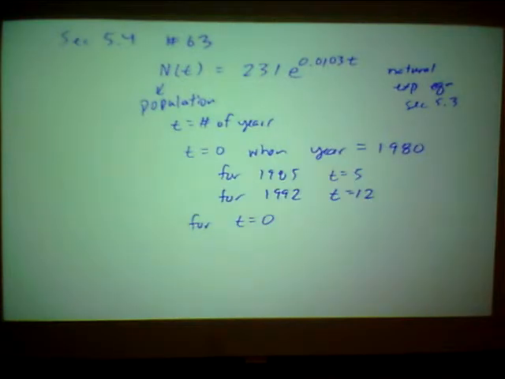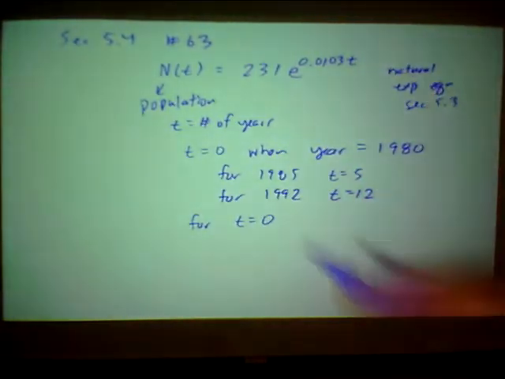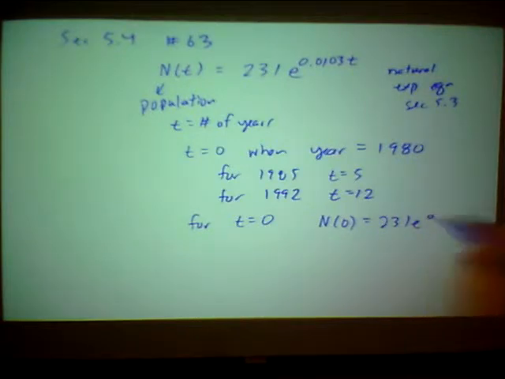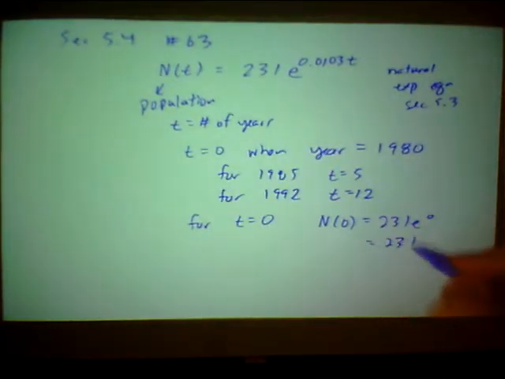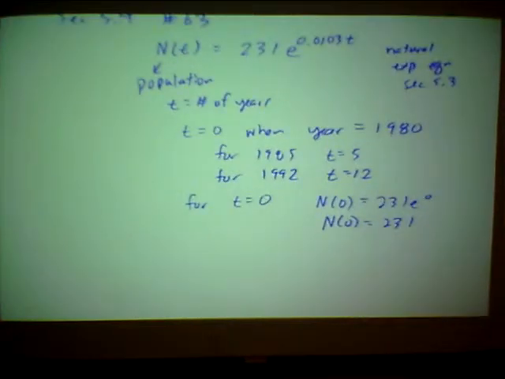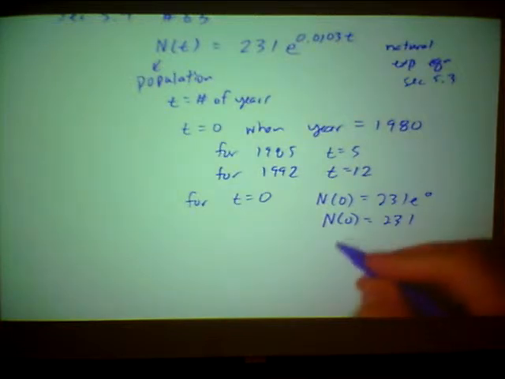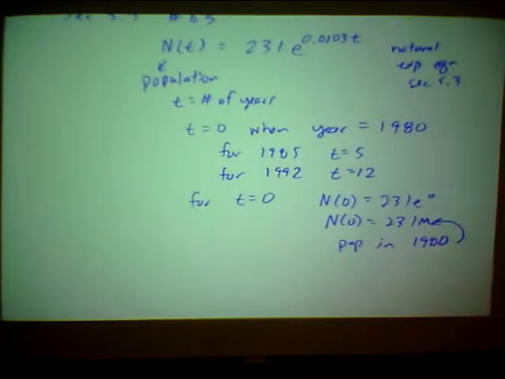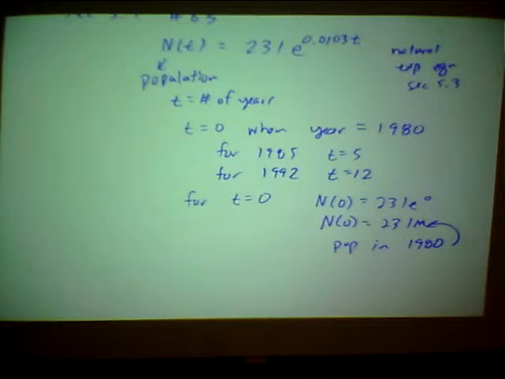If I want to see when the population doubles, I need to determine what the population was at the beginning. So when T equals 0, if I plug T equals 0 into this equation, I'll have N of 0 equals 231 e to the 0. And e to the 0 is just 1. So the population in 1980 is 231 million. They're asking me, how long will it take for the population to double? So if the population is going to double, that means it's going to be twice 231, which is 462.